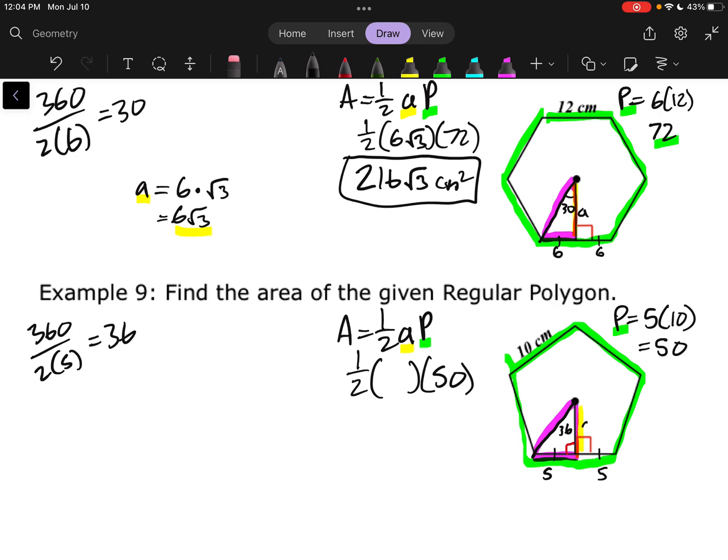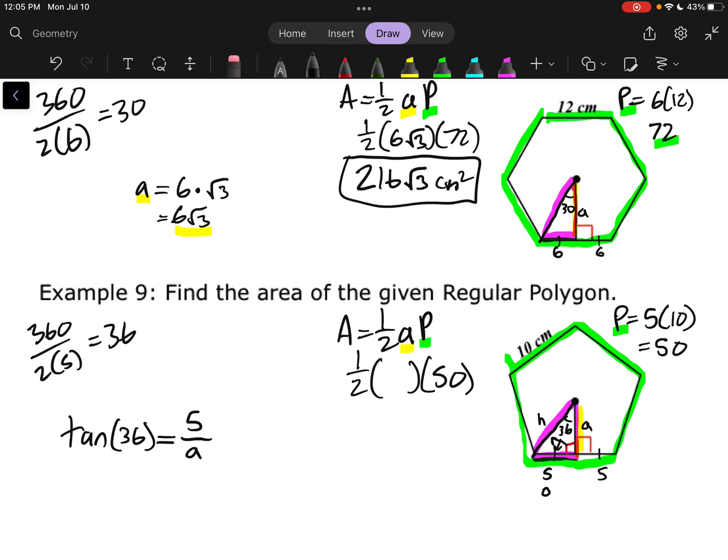Now, we want to know the apothem. And conveniently, from the perspective of the 36-degree angle, the 5 is the opposite side. The radius is the hypotenuse, and the apothem is the adjacent side. So if we want the adjacent side, and I know the opposite side, I've got a friend called tangent that can do this. I've got to use a little trigonometry. This would be tangent of 36. Tangent is O over A. So that's 5 over the apothem, 5 over a.